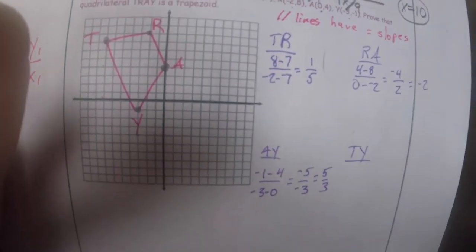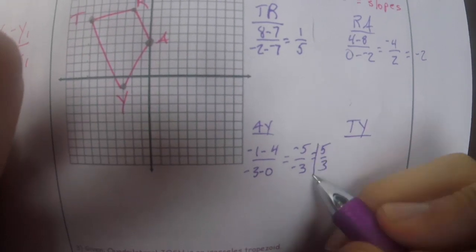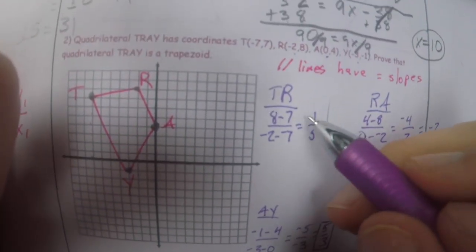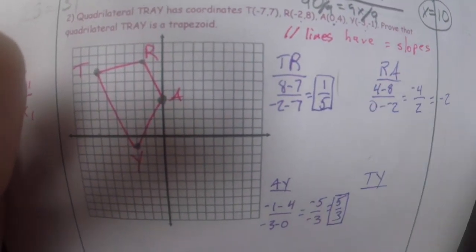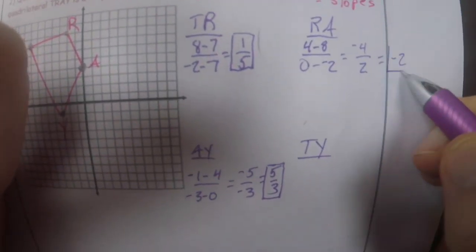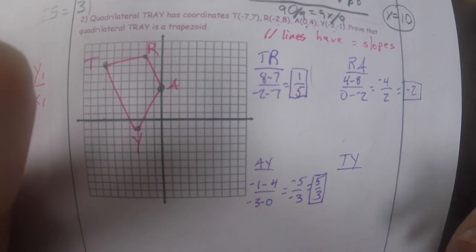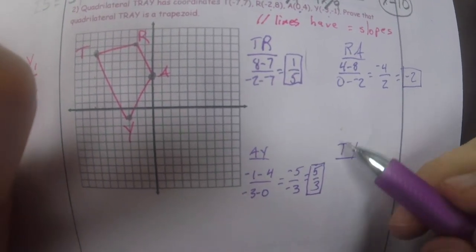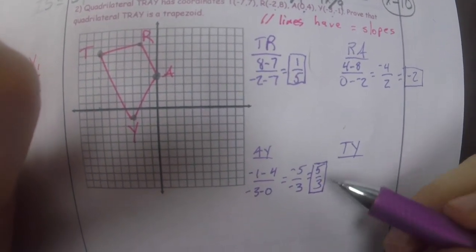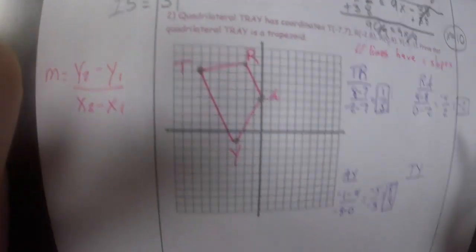Let's recap really quick. So I have the slope of AY is 5/3. The slope of TR is 1/5. The slope of RA is negative 2. I have not proven that anything is parallel yet. Hopefully TY will match up with one of these slopes. Well, let's make a prediction.